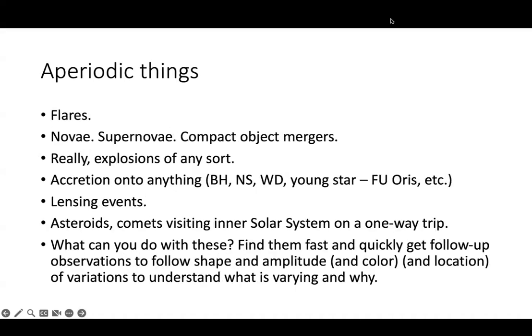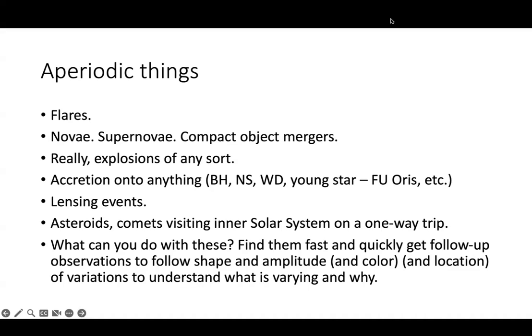There's, of course, tons of aperiodic things as well. Flares, novae, supernovae, mergers of compact objects, explosions really of any sort. Often accretion onto anything is aperiodic, by which I mean black holes, neutron stars, white dwarfs, young stars. FUORs are catastrophically accreting young stars. All of those are accretion.